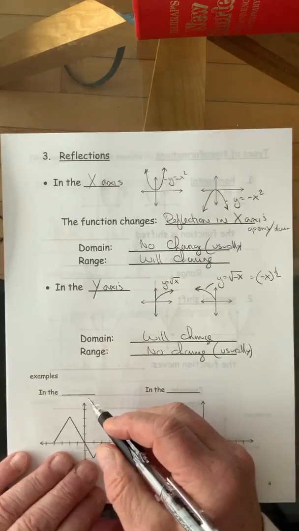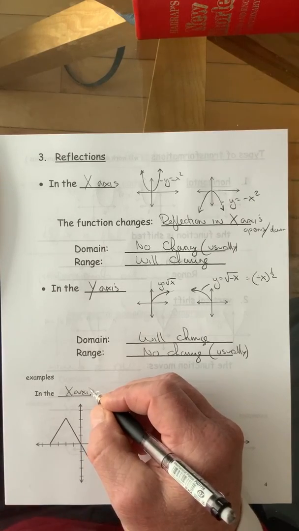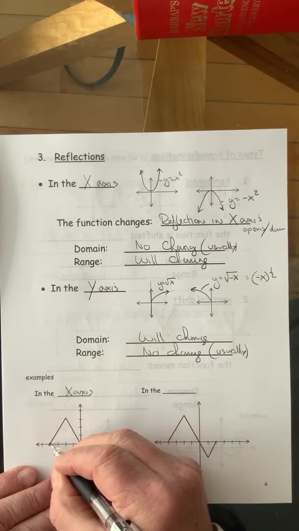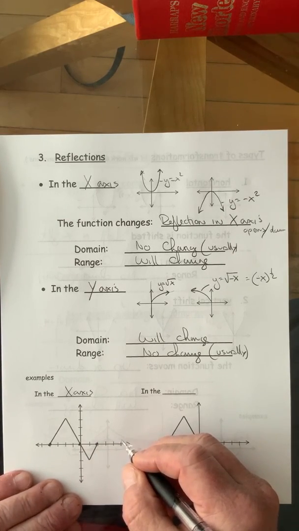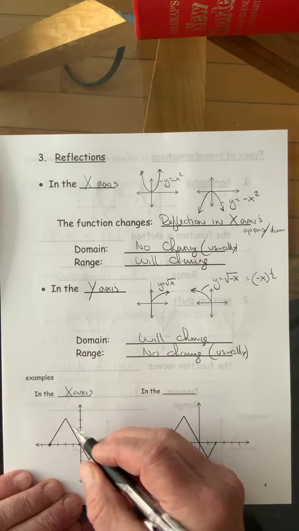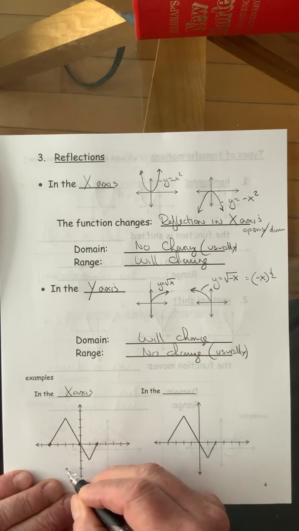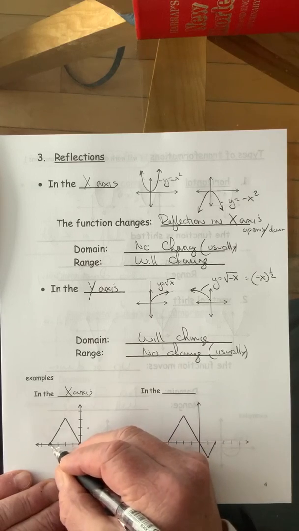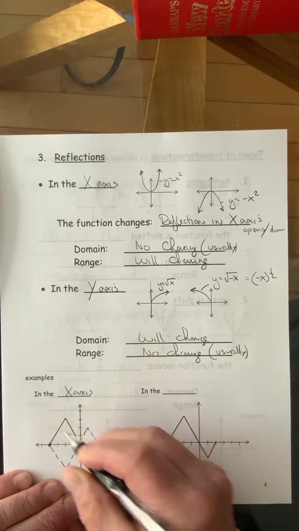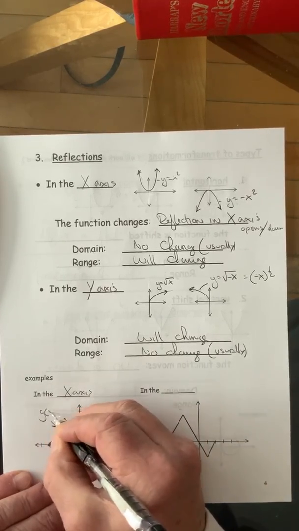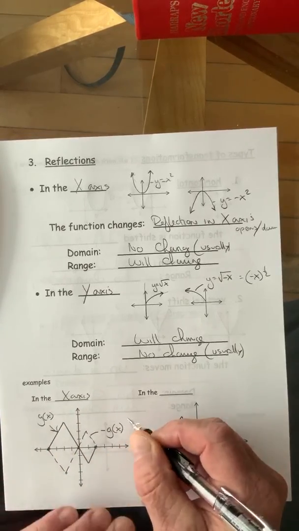So let's do some examples. In the x-axis. Now this point and this point are on the x-axis, so they don't get reflected anywhere. They're invariant. This point here is at 1, 2, 3. It's going to be at -3, directly below. This point's at -2, it'll be directly above. So we will get this. You'll notice the invariants are still on my original. This guy, the original, we'll call g of x. This guy will be negative g of x.